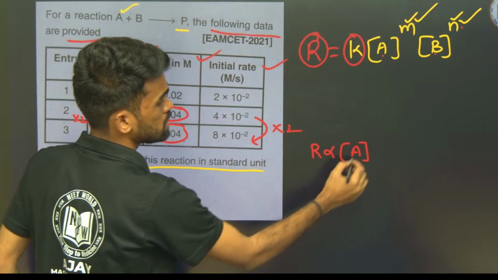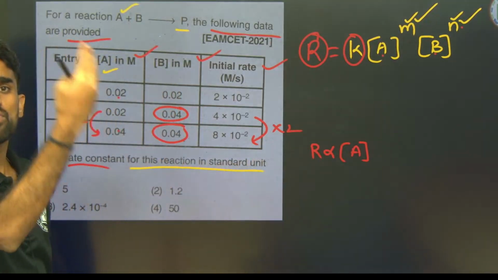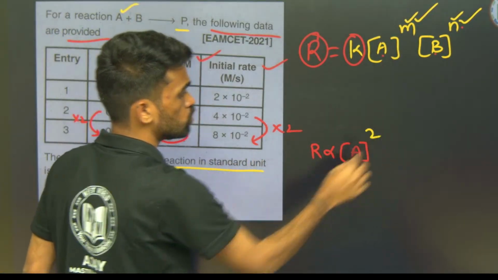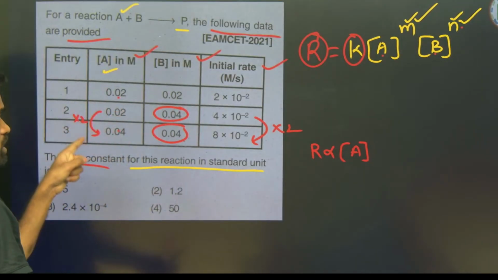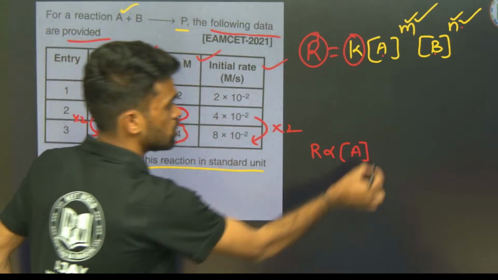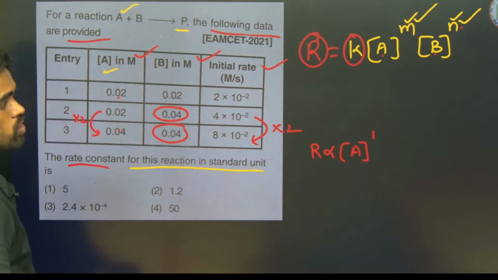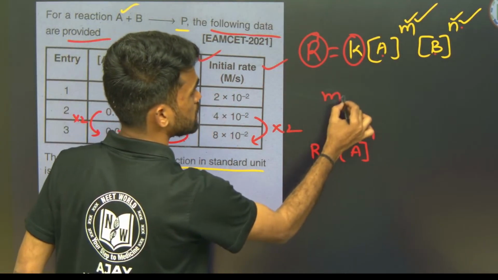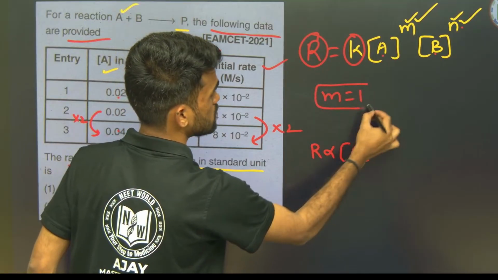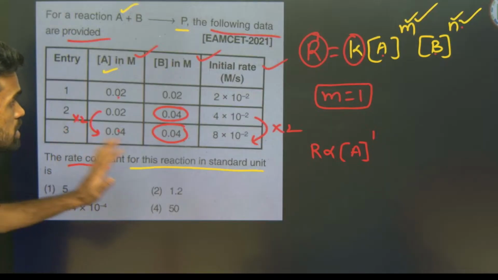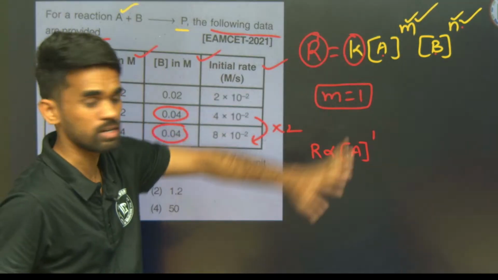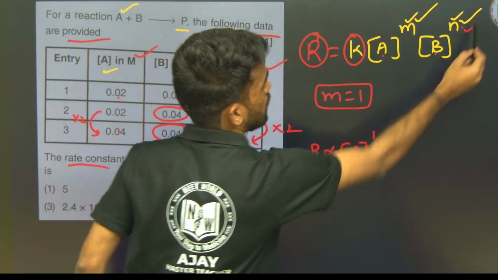Okay, if it is something like 4 times, I should take it as 2 power 2, but it is the same number of times. If it is increasing 2 times, here also increasing 2 times now. So what is the power here? 1. So what is the value of m? I can say m is equal to 1. That is, order with respect to A is 1. Okay, now this is the m value we got. Now we need to calculate this n value.